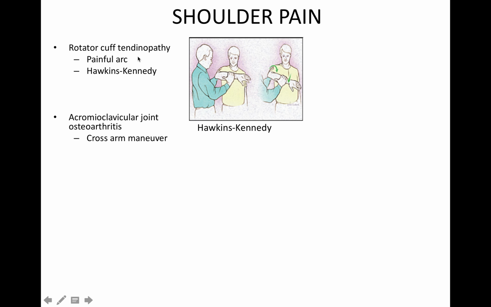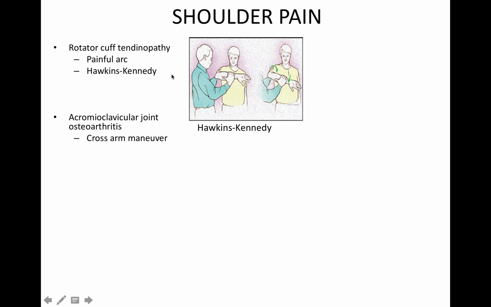One is called the painful arc. Basically, you have your arms to your side and you lift your arm up along your side. You basically abduct the arm when your arm is at your side. If you have pain as you lift your arm up, especially over 90 degrees, that is consistent with rotator cuff.